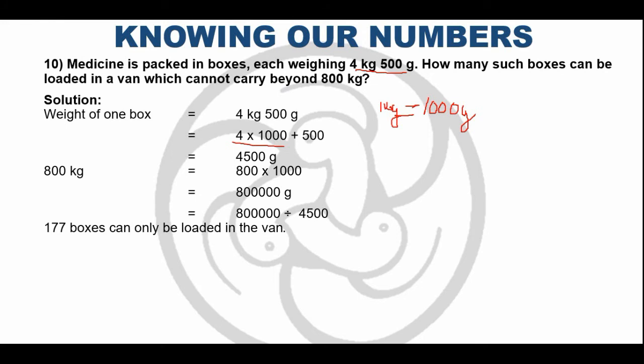So what is the question? How many boxes can we load into the van? That means you have to divide 8 lakh by 4500. In the denominator we have 2 zeros, in the numerator you can cancel 2 zeros. That is 8000 divided by 45. We get the quotient as 177. So 177 boxes can be loaded in the van.